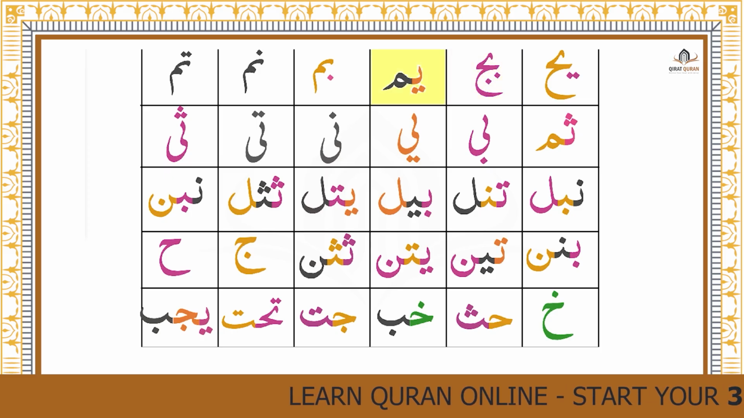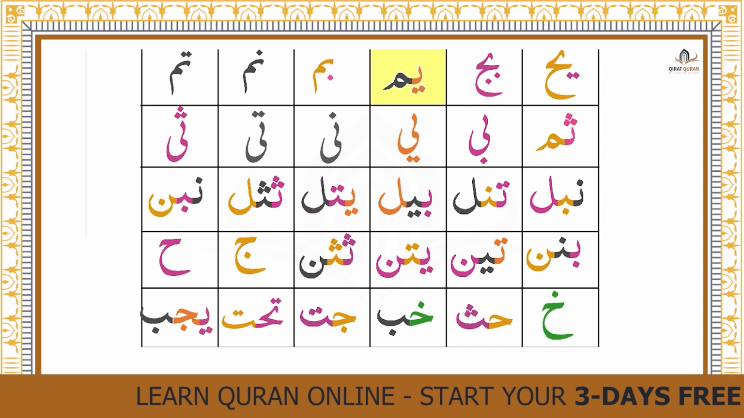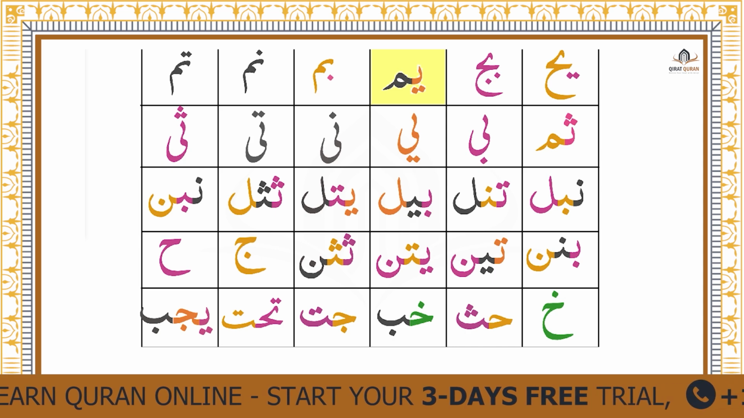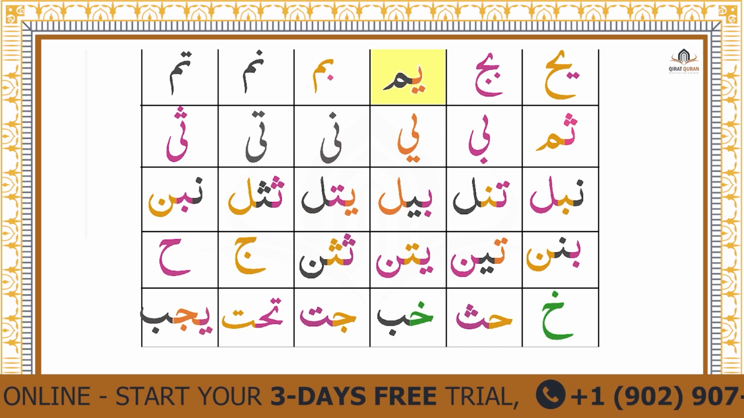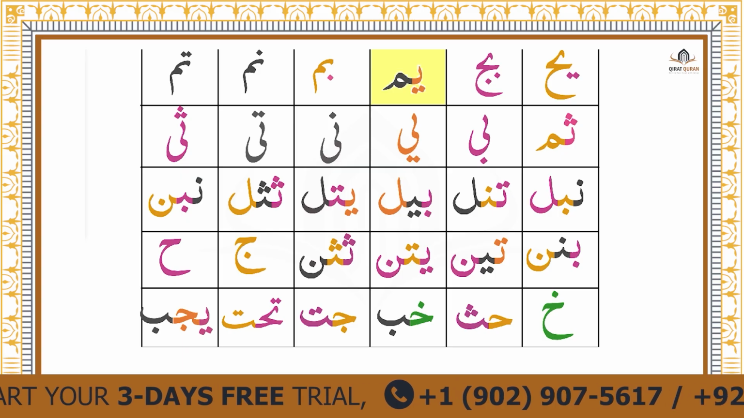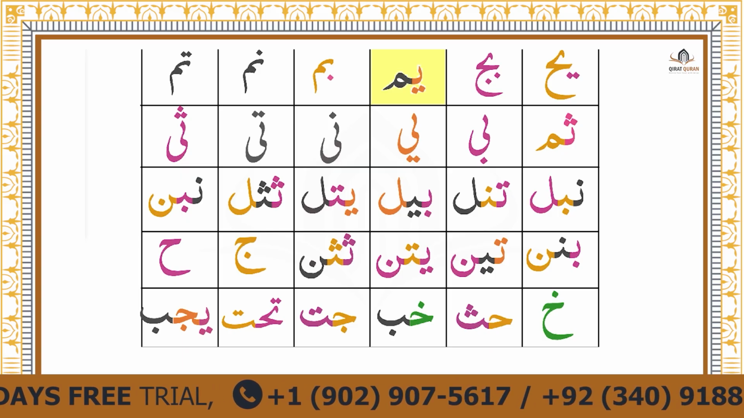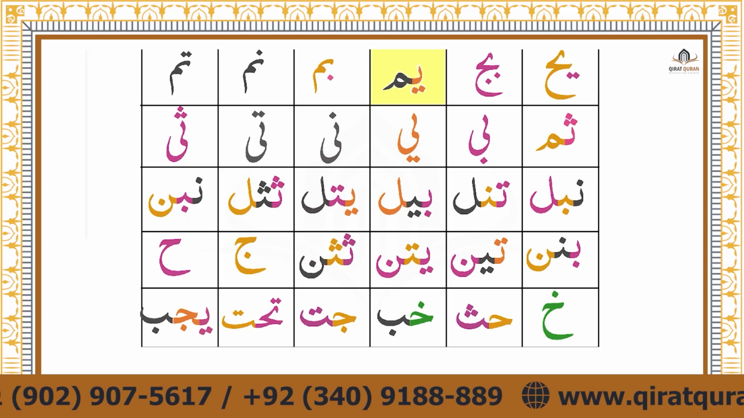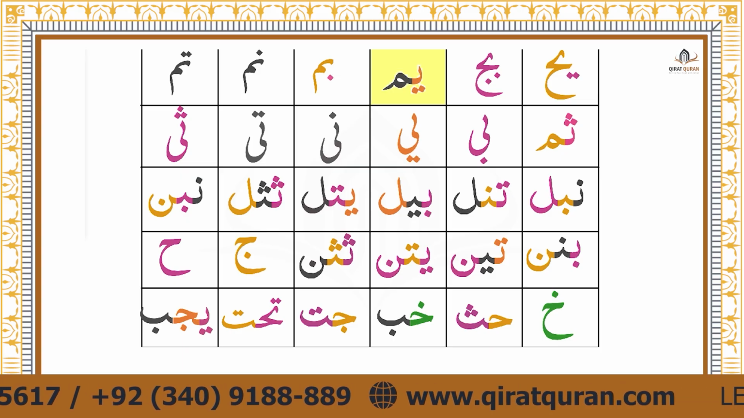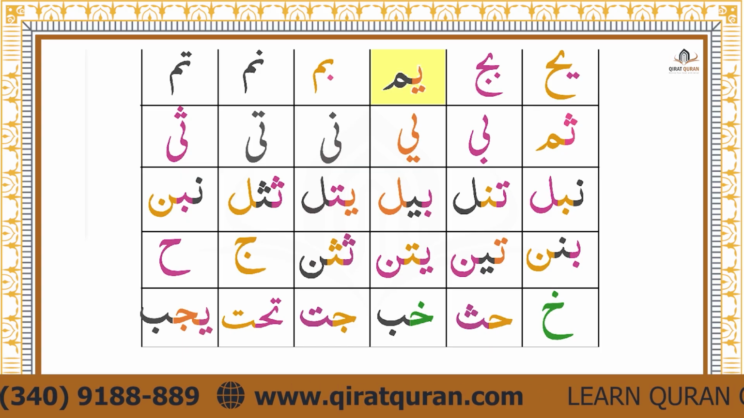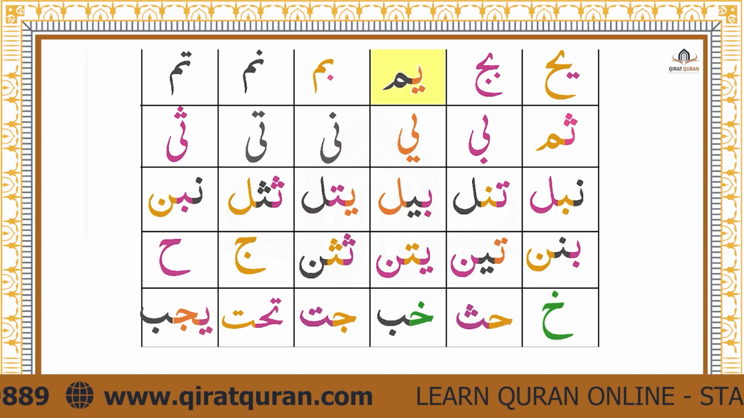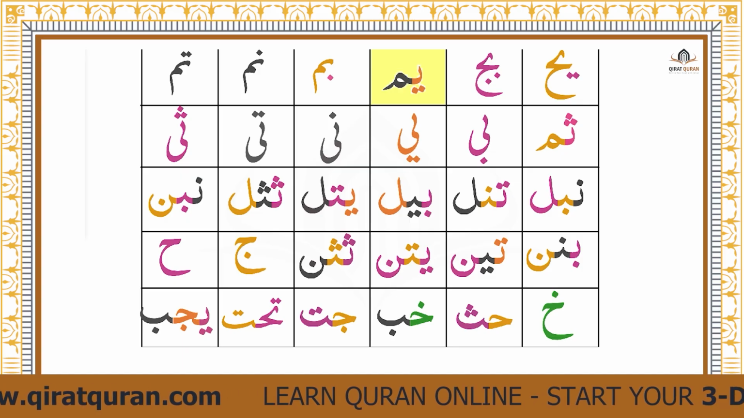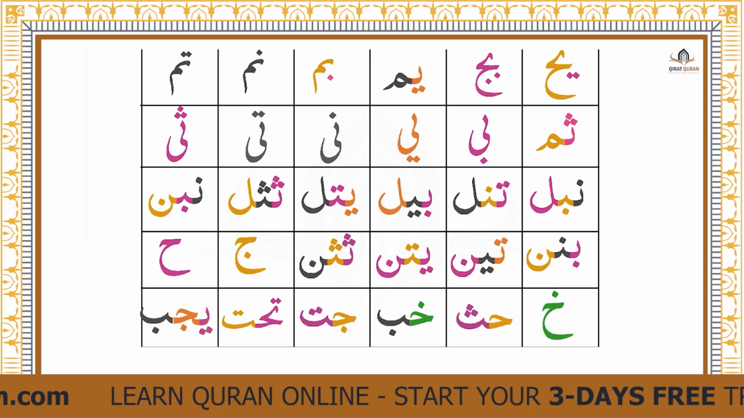The next two letters we have here: the first one is Ya because it has two dots at the bottom. So Ya, and then the next letter, in the black color, is Mim. This is the normal shape of Mim. So this is Mim. Ya, Mim.